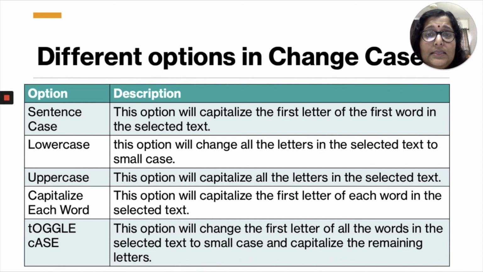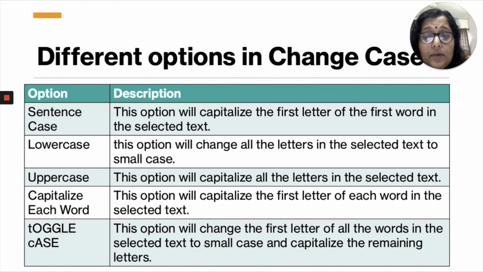Uppercase. This option will capitalize all the letters in the selected text. That is, if you're having capital letters as well as small letters in your sentence selected, when you click on the uppercase option, all the selected words will be converted into uppercase words.